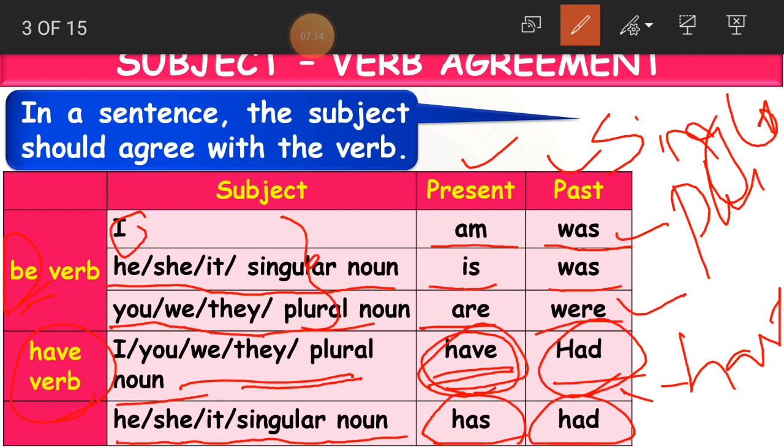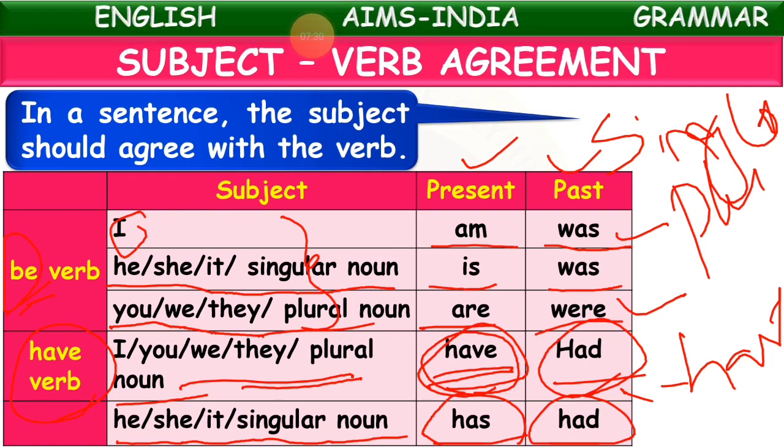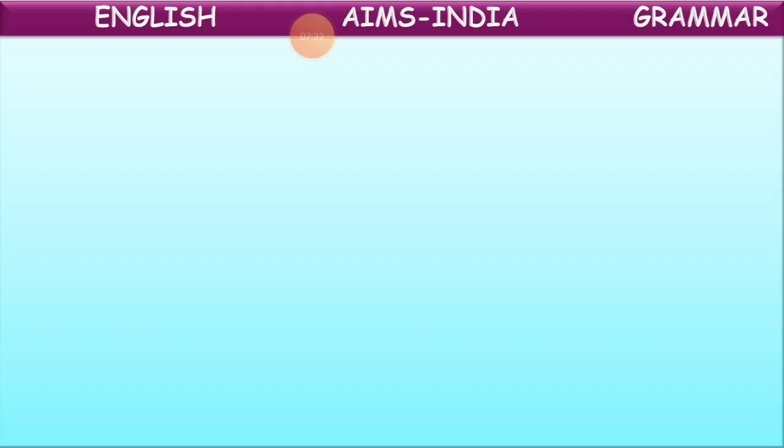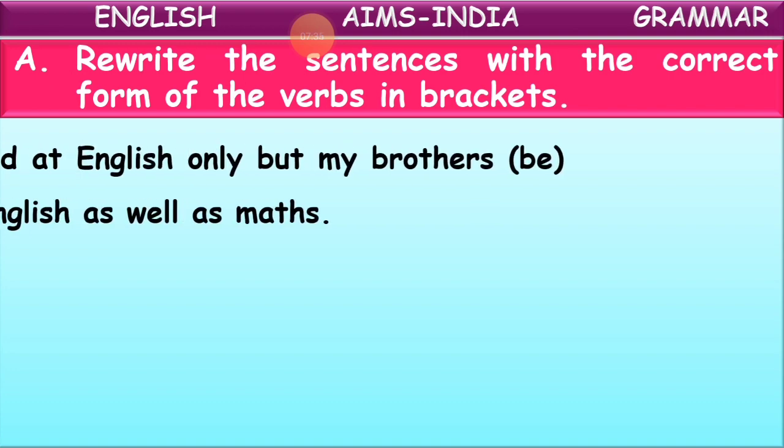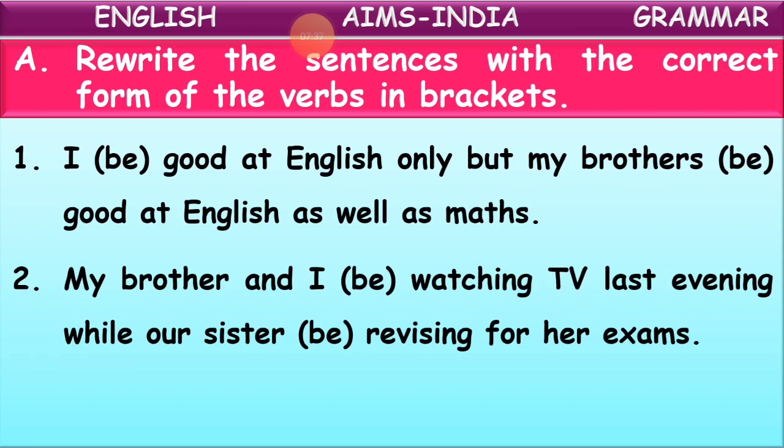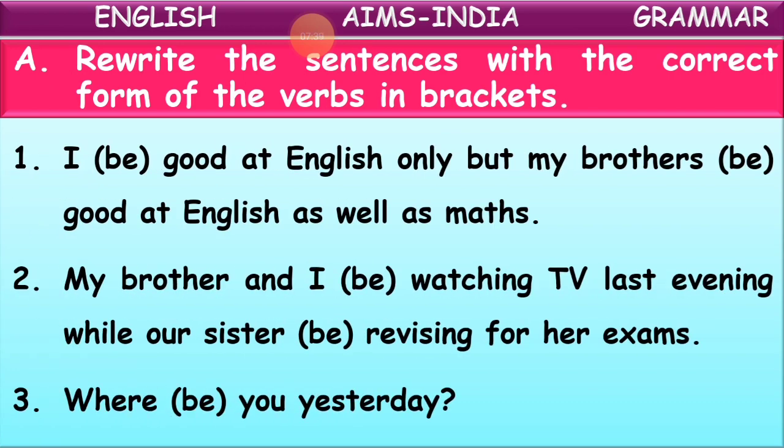Clear, children? So if you remember these things, then you will be able to write correct sentences. We will be able to do the subject verb agreement in a perfect manner. Clear? Okay. So let us practice some exercises, some examples here. Rewrite the sentences with the correct form of the verbs in brackets. So you try to give me the answers through this live chat. Okay, I'll just check it.